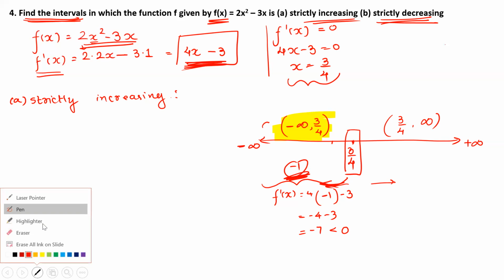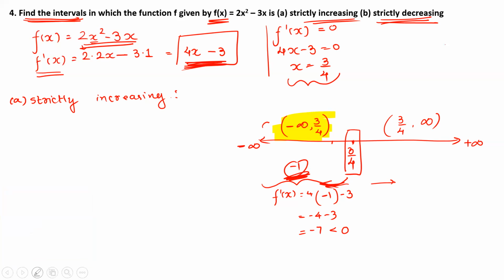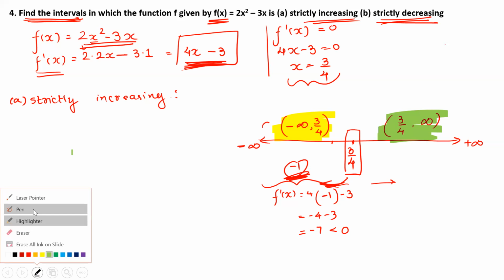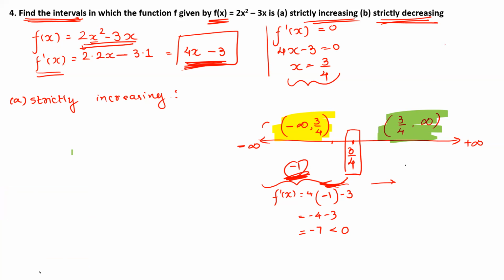Now if I'm talking about the right hand side region, which is this region, I need to assume some x for the checking part. What x can I assume? An easy number within 3 by 4 to infinity. 3 by 4 is like 0.75, so an easy number is 1. 3 by 4 is less than 1, right?